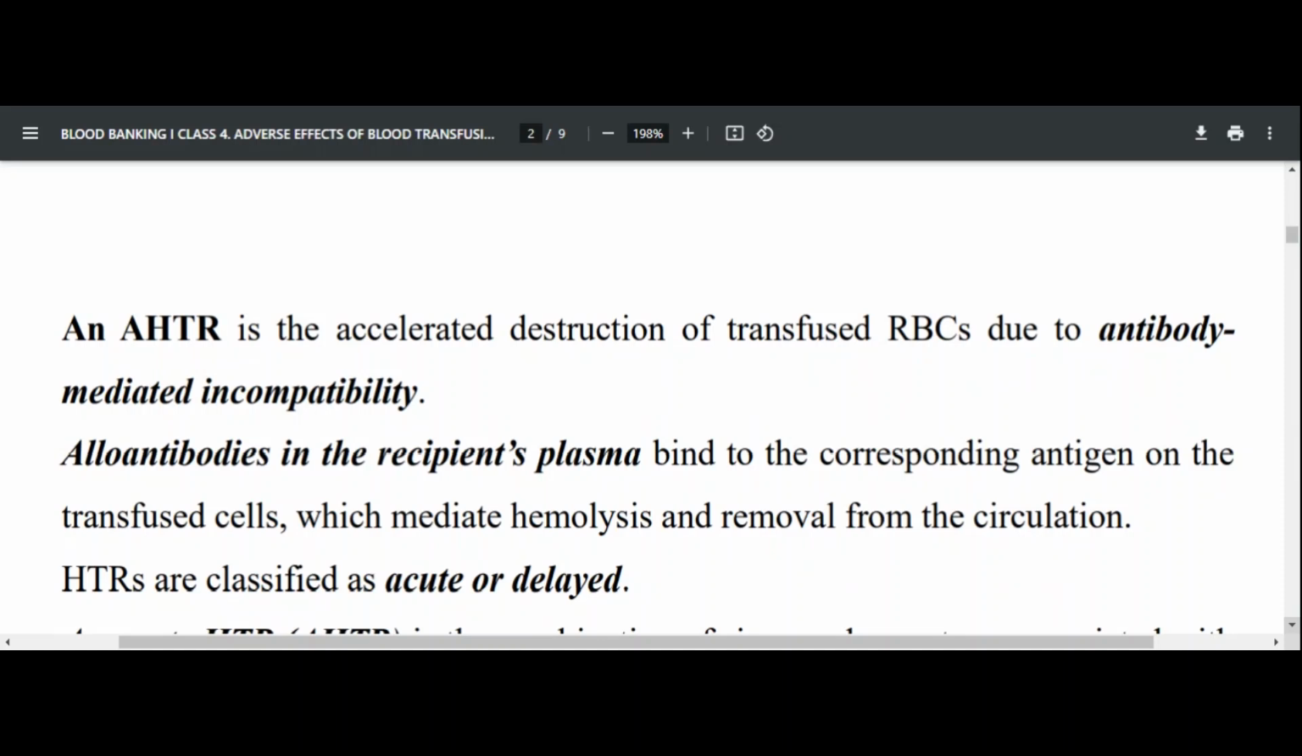Those are the antibodies in recipient plasma. Acute hemolytic reaction happens because of preformed antibodies. For example, ABO antibodies are normally preformed, naturally occurring antibodies that are going to react to the transfused antigens. Of course, that will lead to acute hemolysis, or acute destruction, of RBC.